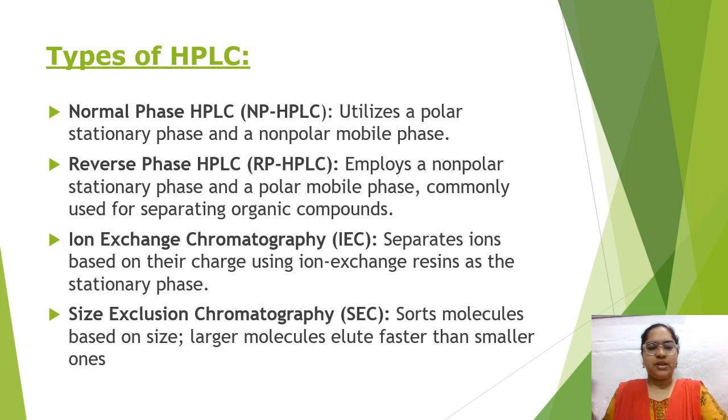So normal phase HPLC uses a polar stationary phase and a non-polar mobile phase. In reverse phase HPLC, a non-polar stationary phase and a polar mobile phase is utilized, and it is commonly used for separating organic compounds. Whereas ion exchange chromatography separates ions based on their charge. Size exclusion chromatography sorts molecules based on size. So these are the types of HPLC chromatography.